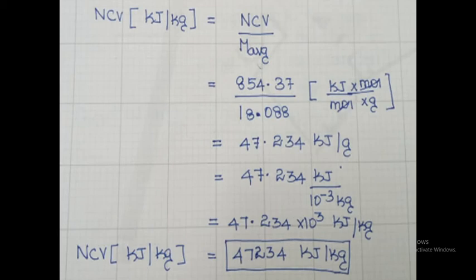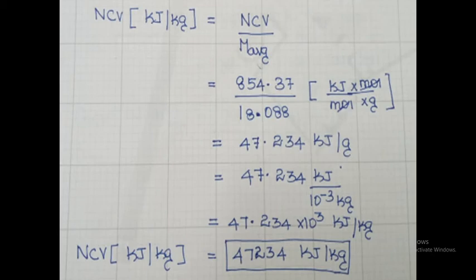So in terms of mole basis, NCV values are already calculated values. You should take that value, 854.37, divided by the average molecular weight. This is also a calculated value. You should take that value and substitute here, 18.088. Are you clear on that?